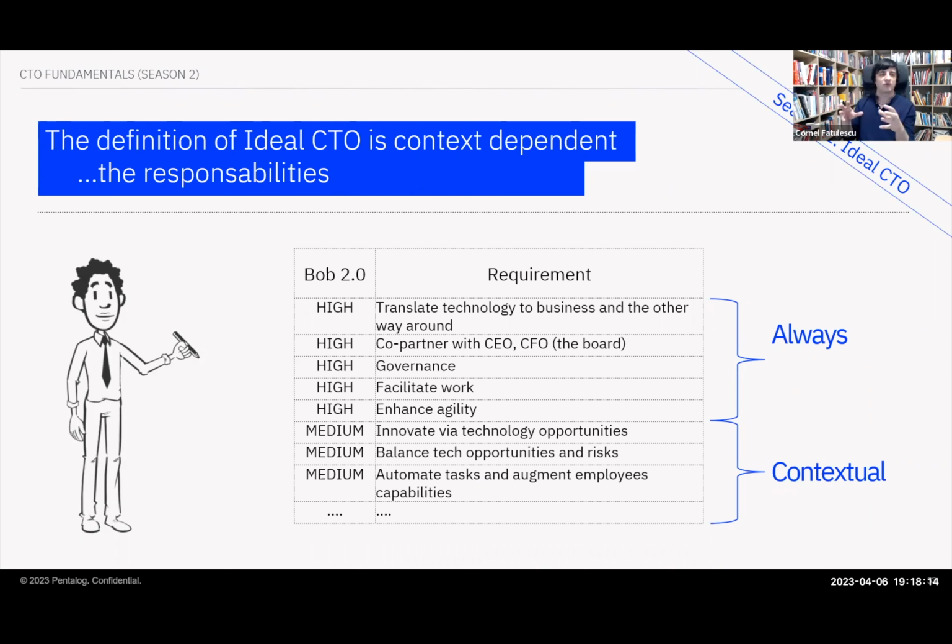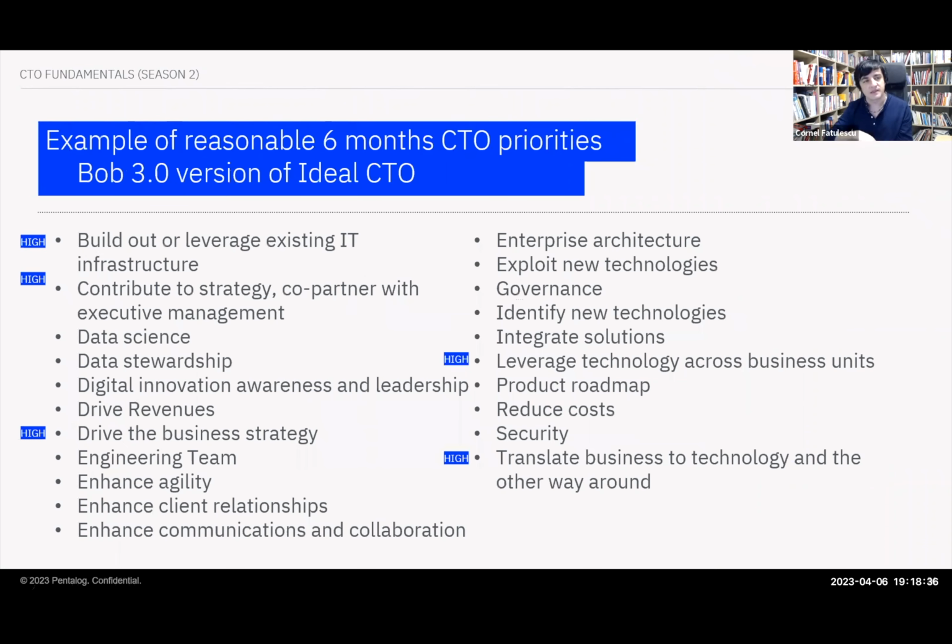He gets back to the first episode, which was the ideal CTO, where we said these are the most important responsibilities. Doesn't matter what kind of CTO flavor you have, what you do in a company, this is what matters most. This is contextual. Sometimes this is as important as this one, sometimes not. But Bob improved over that. His list is richer right now.